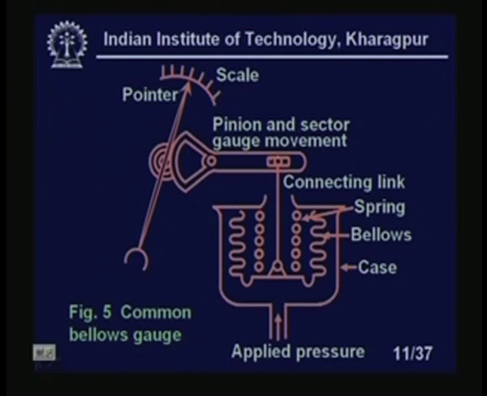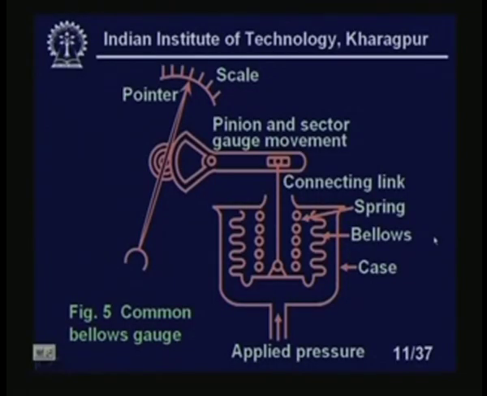So this is a pinion and sector gauge movement. This is a connecting link. This is a spring, because once you remove the pressure, this bellow should come back to the original position. That is the reason the spring is inside, and this is a case, and the case should be hermetically sealed. That means it should be sealed on all ends, so that there is no leak from this side or that side. As you know, bellows are also used for the pressure switch. That will be discussed later on.